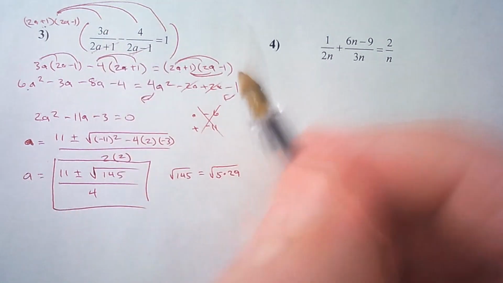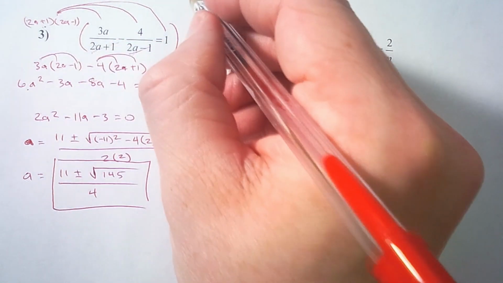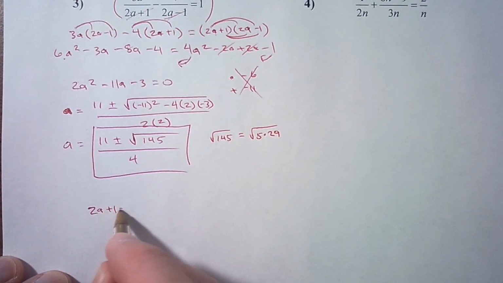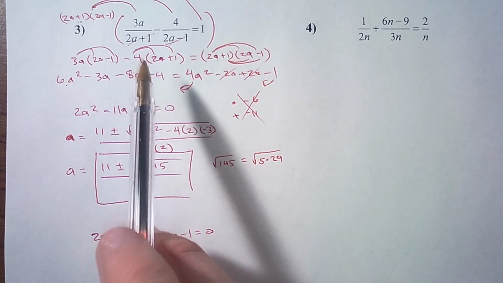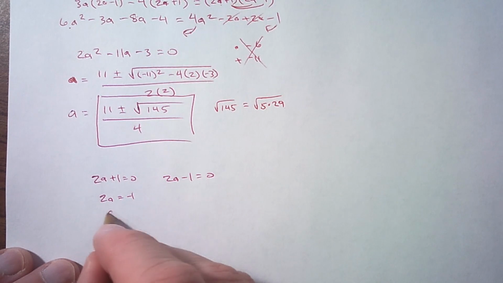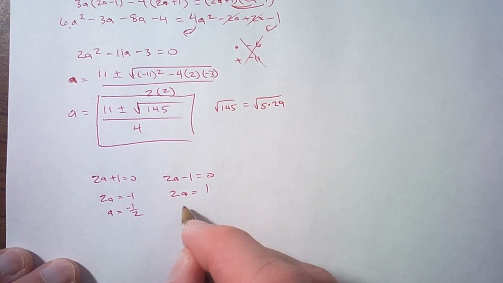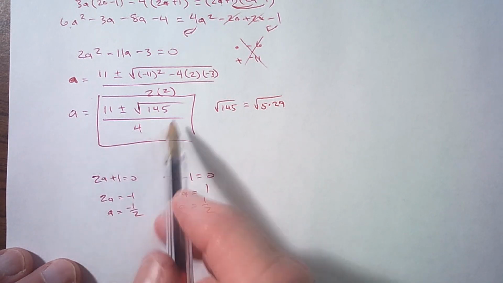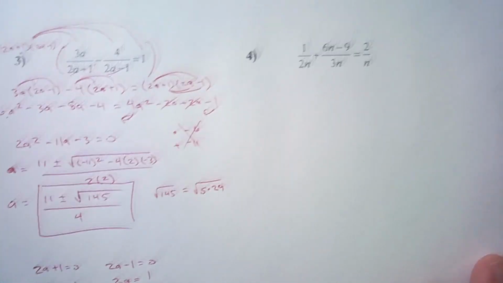Okay, now we do actually need to check the domain though. So 2 times what plus 1 equals 0. So I'm just going to set each denominator equal to 0. I'll do this down here. So 2a plus 1 equals 0, and 2a minus 1 equals 0. And we'll find out what the denominators cannot be. What makes these denominators equal 0? So I get 2a is negative 1, so a is negative 1/2. And 2a is 1, so a is 1/2. So I can't have answers of plus or minus 1/2. This is not 1/2, it's not negative 1/2, so it is okay to keep this solution.